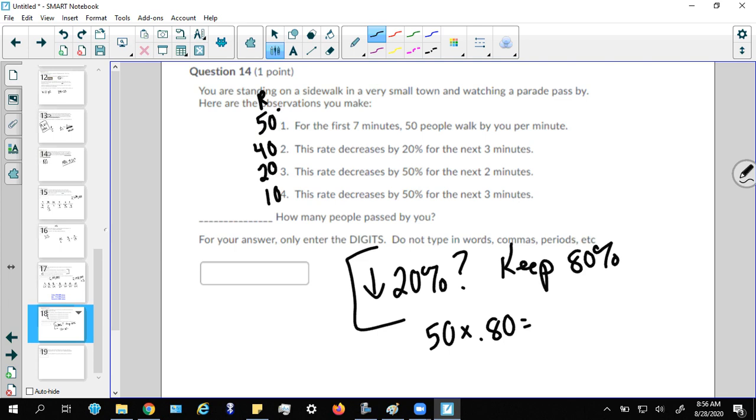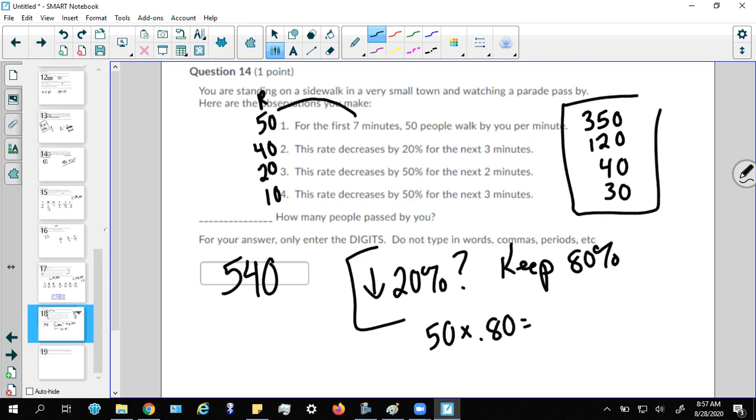Now, once you get your rates, then you multiply it by the number of minutes in each part. 350. 40 times 3 is 120. 20 times 2 is 40. 10 times 3 is 30. So 350 plus 120 plus 40 and 30. That gives you a grand total of 540 people. How I got that: I just added all the totals for each part.